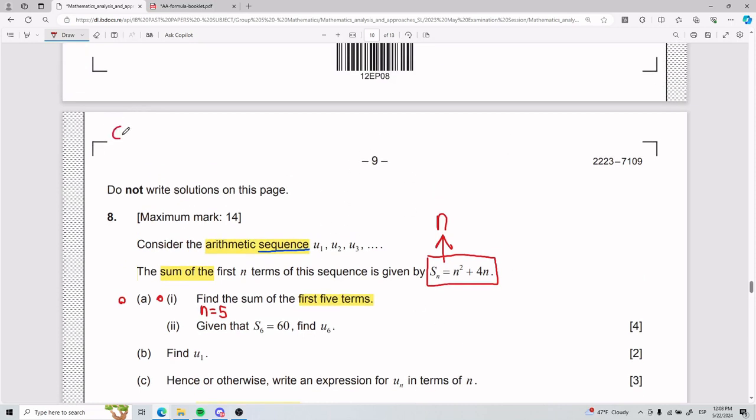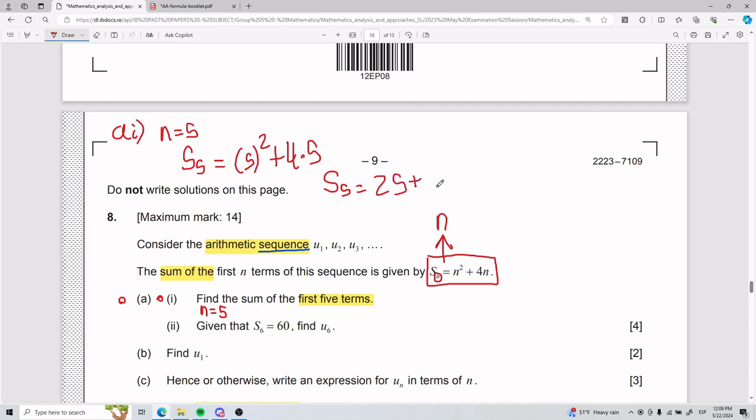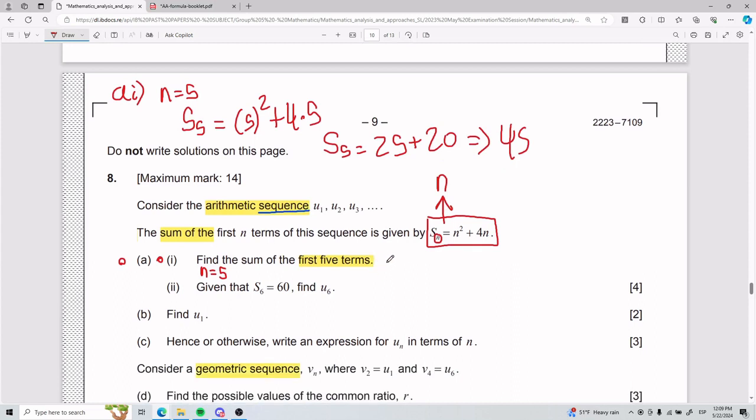And so for part A I, it's pretty straightforward. You just need to plug in N equals 5 into the formula they gave you. Now you plug in N equals 5 everywhere just to be organized. So that means that even this little n is going to turn into 5. So S of 5 equals 5 squared plus 4 times 5. Well, 5 squared is 5 times 5, so 25 plus 20. S of 5 equals 45. So for part A I, we have that the sum of the first 5 terms is going to equal 45.